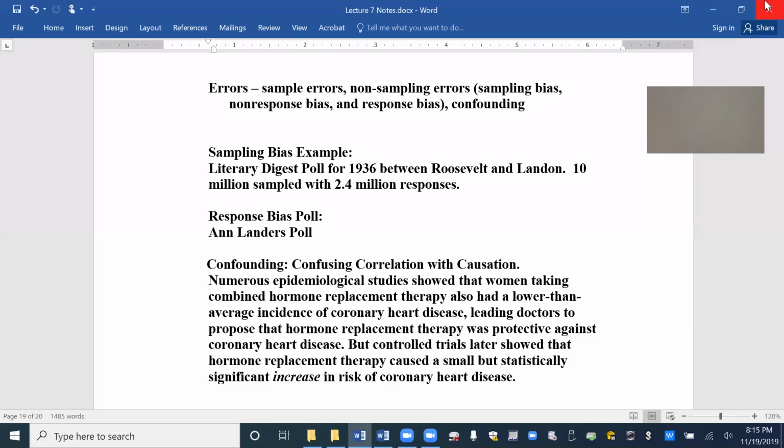Lastly, confounding. This is where we confuse correlation with causation. Correlation means when one thing increases in value, the other thing increases in value, or when one goes down, the other goes down, or vice versa. When one goes up, the other goes down. Positive correlation is when I go up, you go up, and when I go down, you go down. Negative correlation is when I go up, you go down.